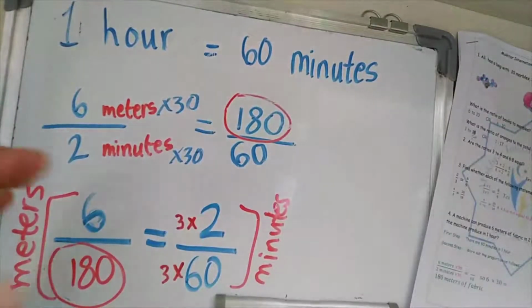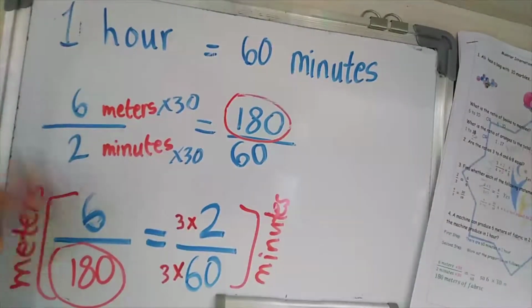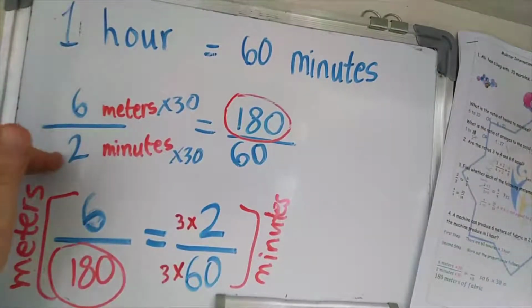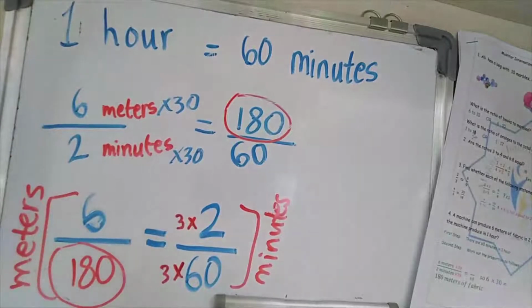The thing is, why do I have 2 different ways or strategies of answering it? That depends on how you feel, whether you feel comfortable with writing the meters over the minutes, or organizing the ratio another way, which is writing the meters on one side and the minutes on another side. And as you can see, in both strategies, I got the same answer.